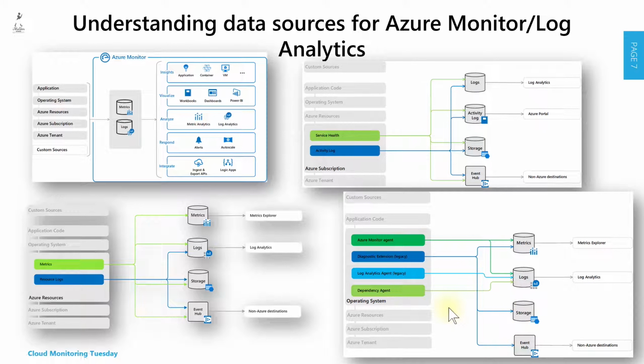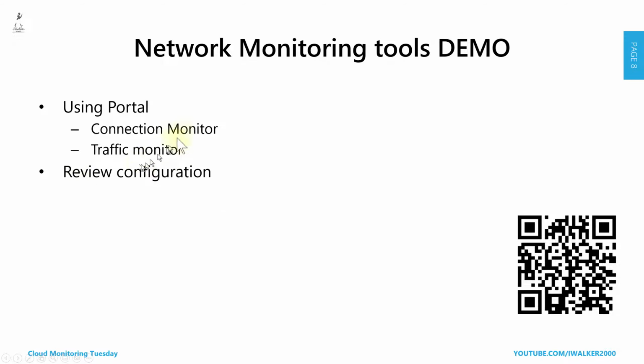We discussed this in the previous one, and today we will look at how to work with the network monitoring tools. We will use the Portal because it's a more visible scenario for how you can configure and train. We will configure the connection monitor, we will configure the traffic monitor, and we will review the configuration and how it works exactly. And let's see, because typically we always run out of time.